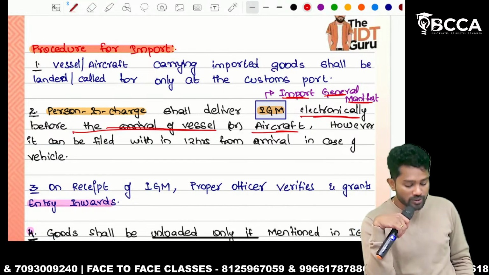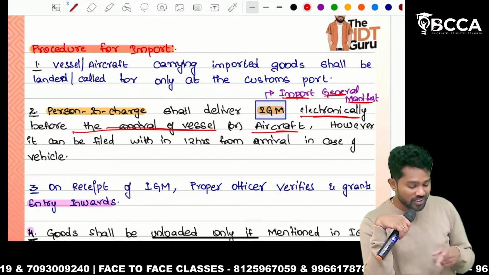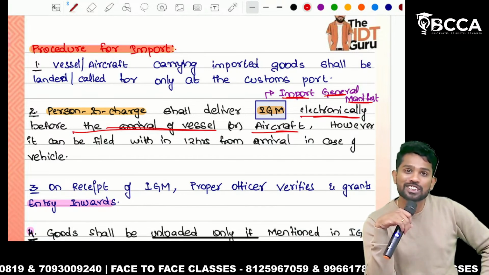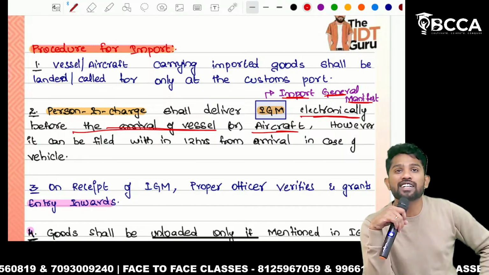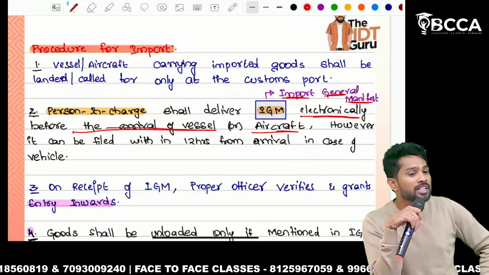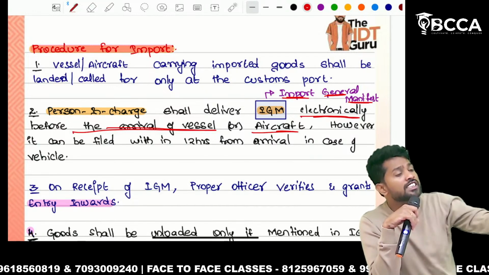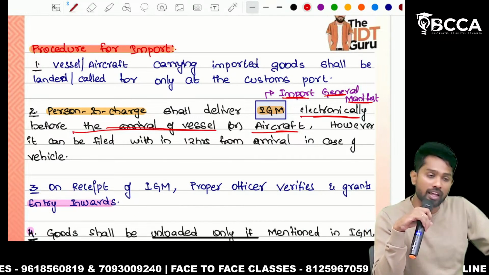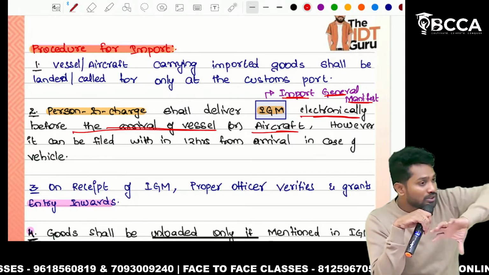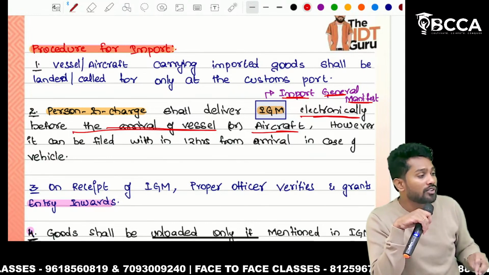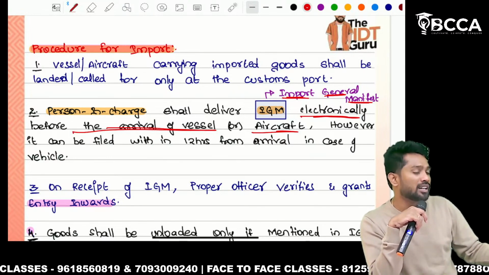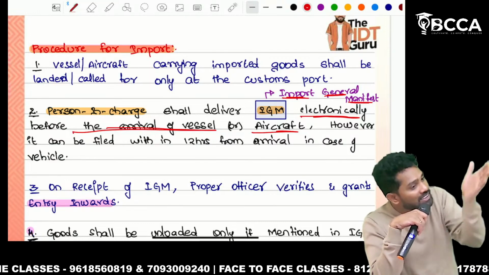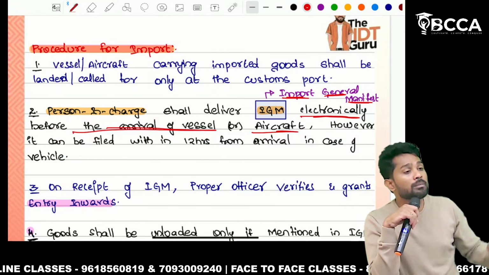Now we have a question. What is this IGM, sir? The full form is Import General Manifest. What will be there in this IGM? This IGM consists of the total list of goods which are being carried in that particular vessel or aircraft. Those lists also show which goods would be imported into India, which goods will remain as they are in the ship, or which goods will be transshipped.